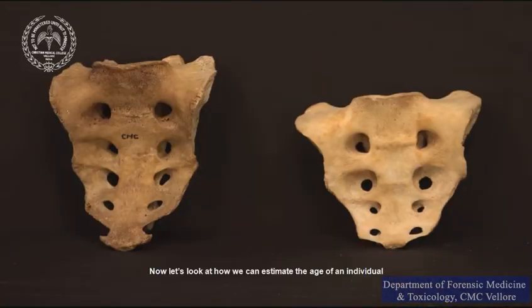Now, let's look at how we can estimate the age of an individual based on ossification centers in the sacrum. The 5 sacral vertebrae remain separated by cartilage until puberty. With the onset of puberty, ossification of intervertebral disc starts from below upwards, and the fusion of the sacral segments becomes complete by 20 to 25 years.